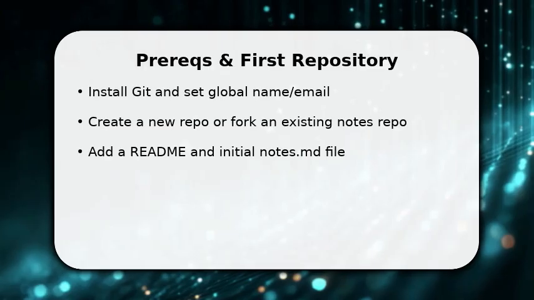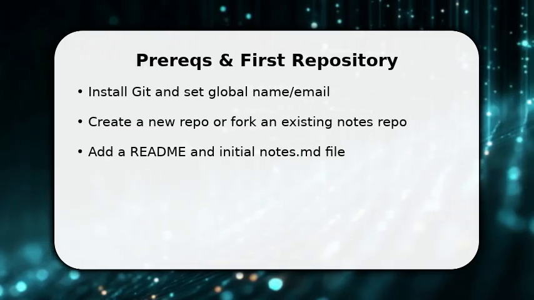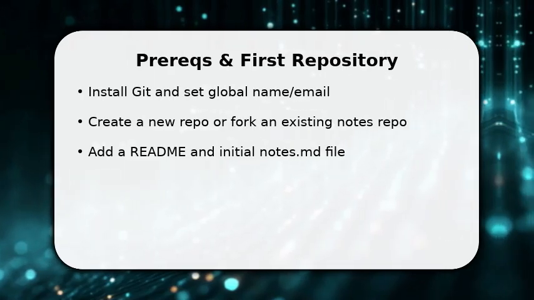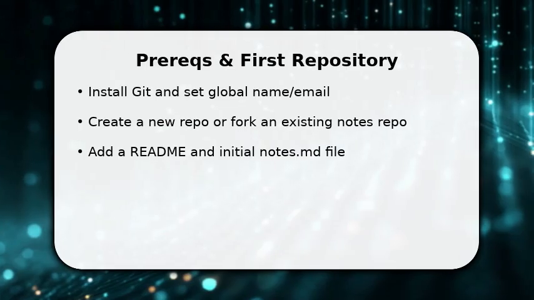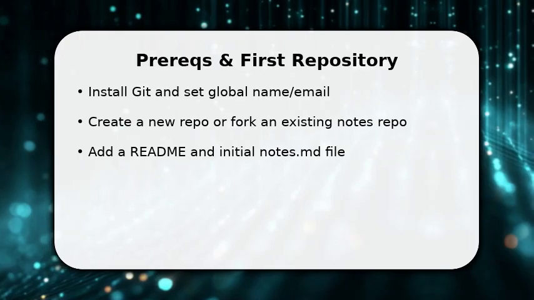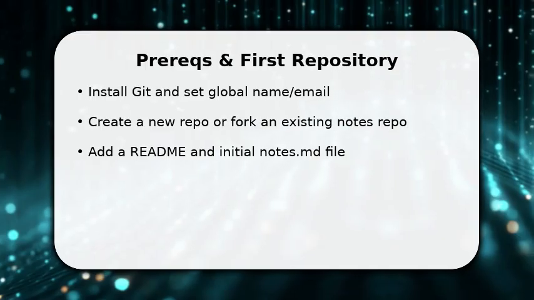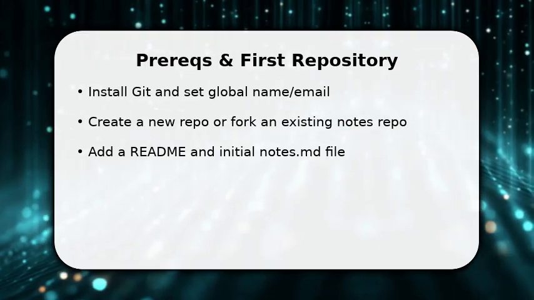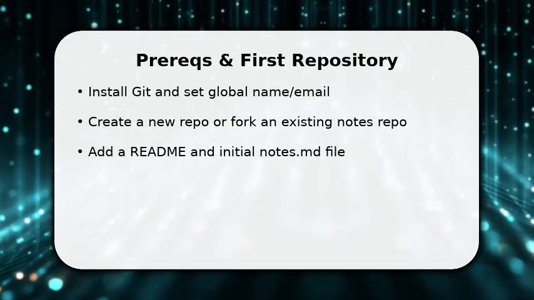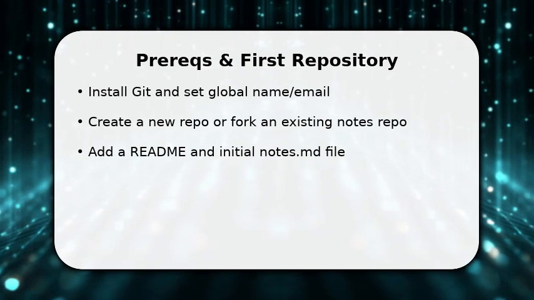You start by ensuring Git and GitHub access are ready. Set your global user.name and user.email so commits track properly. Then create a dedicated notes repository and initialize a README so the repo is discoverable. Once created, add an initial notes.md file in a logical folder like /notes or /topics and make your first commit with a clear message.